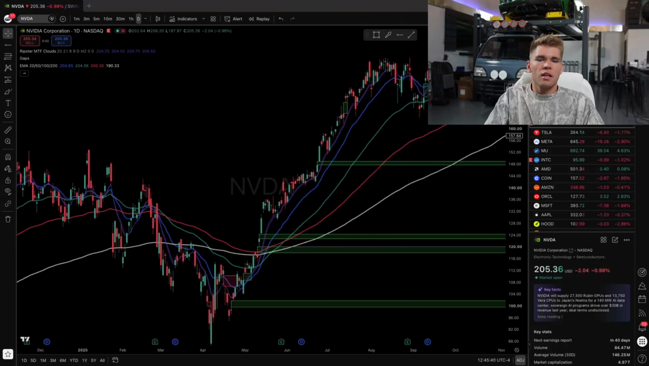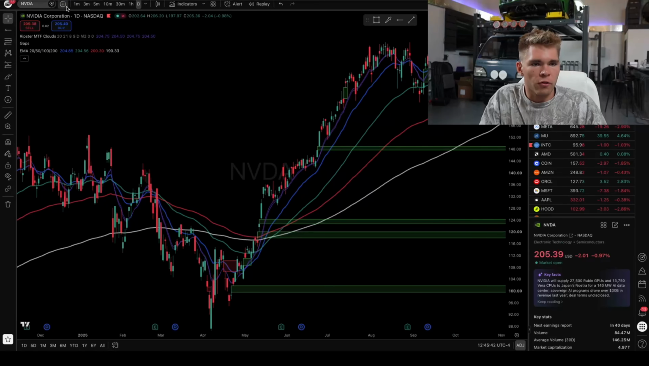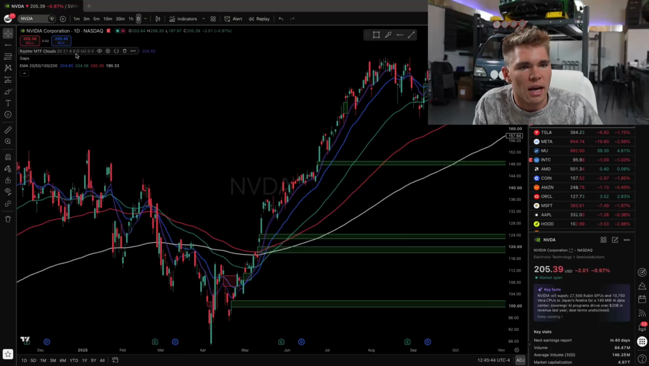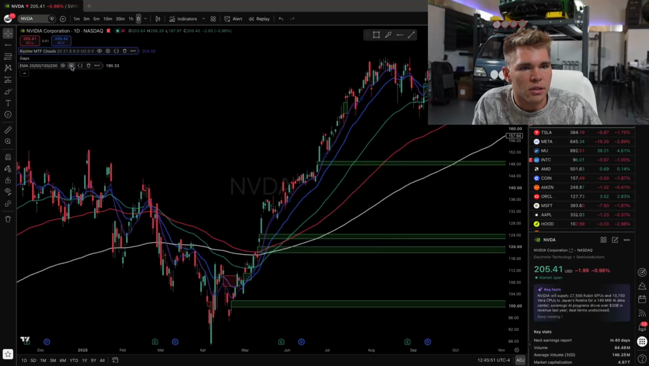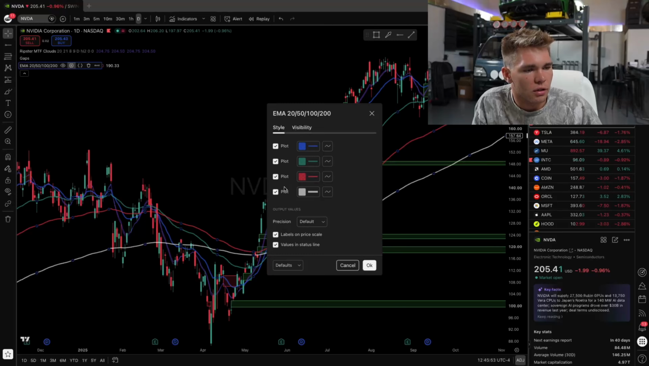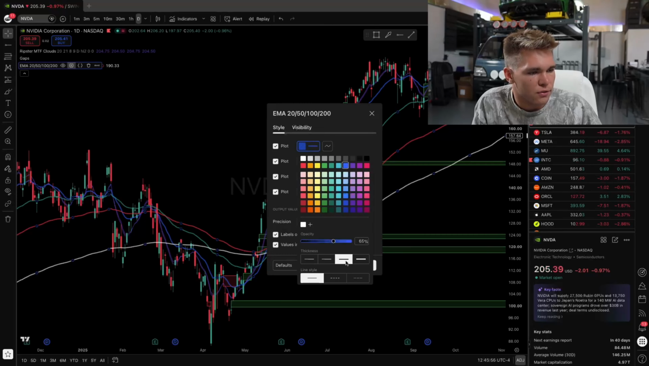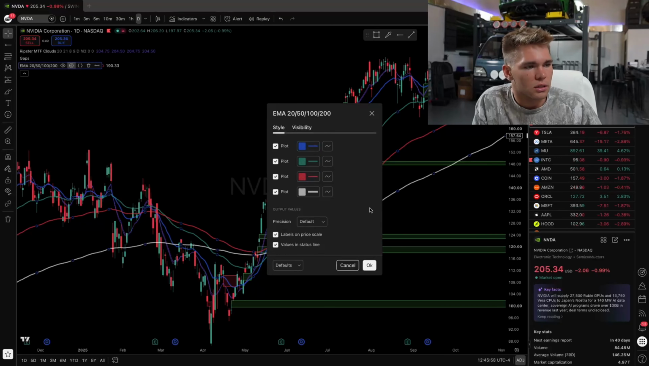So the first thing we're going to need to do is set up our charts. For my EMAs, for my 8 and 20, I use Ripster MTF clouds. Here are my settings, 8 to 9 EMA. Then I use EMA 20, 50, 100, and 200. Over here, these are my settings for it. Make the lines a little bit thicker on these ones.